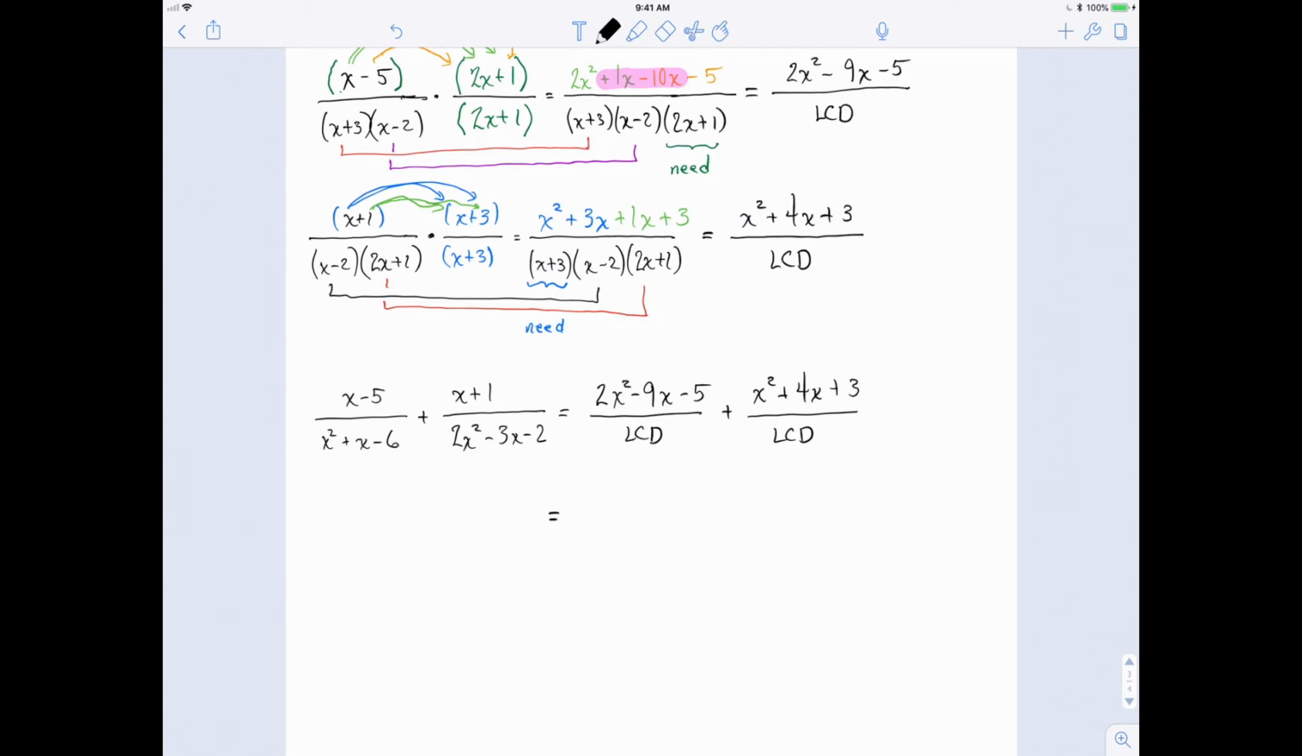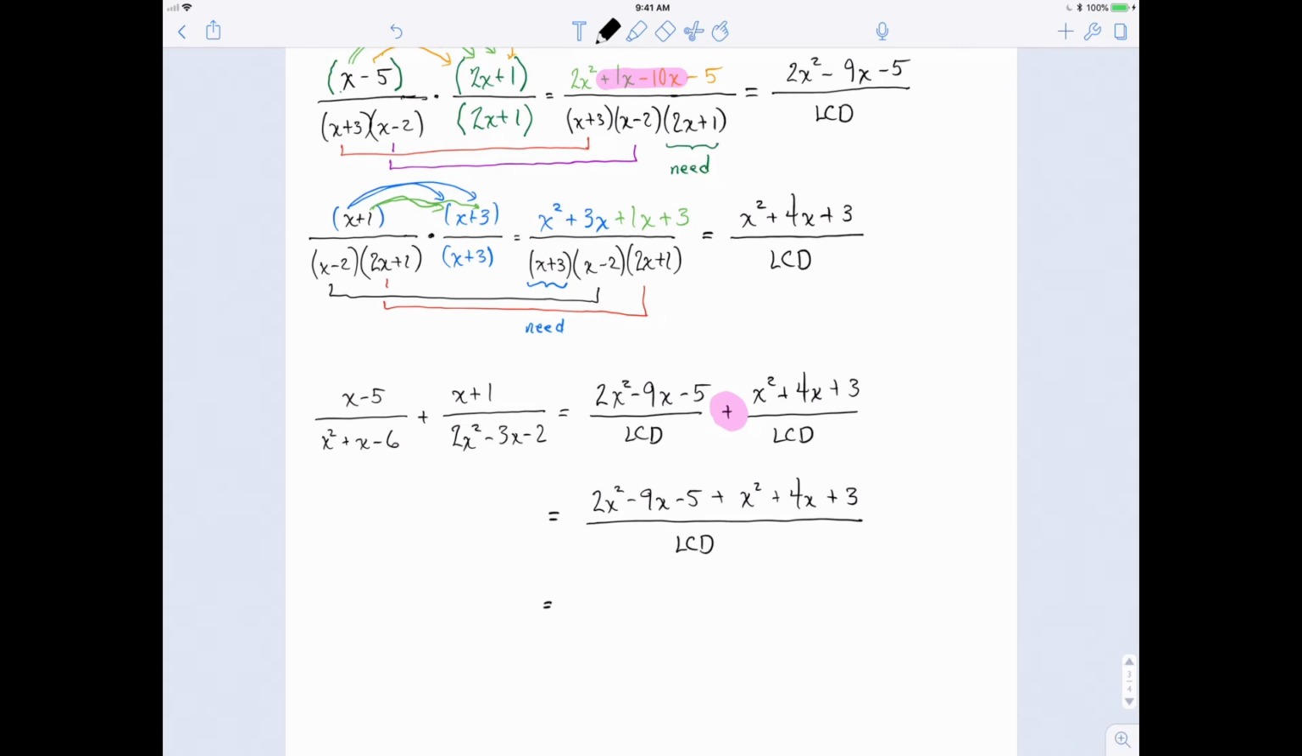Remember, if this plus right here was a minus, you would have to distribute that minus through the entire numerator, a minus 1. But since it's a plus 1, nothing changes. So we're going to move forward. I have 2x squared minus 9x minus 5 plus x squared plus 4x plus 3. And it's all over the same denominator.